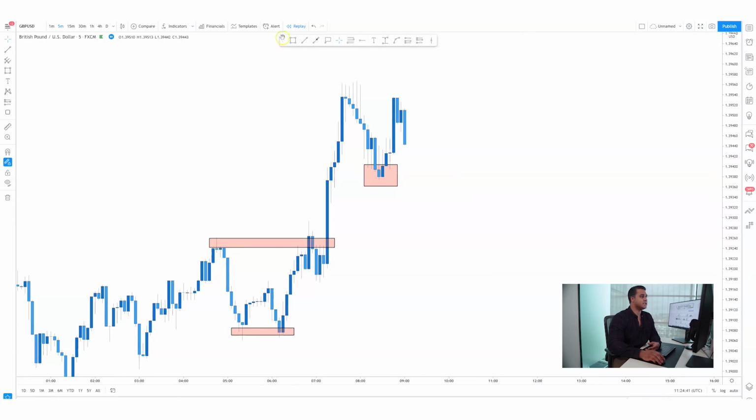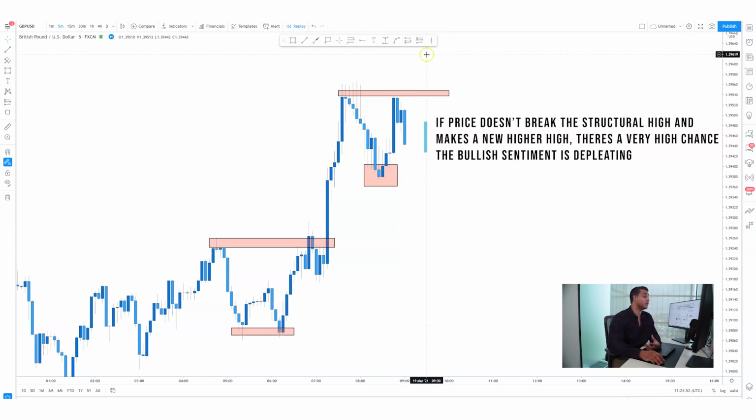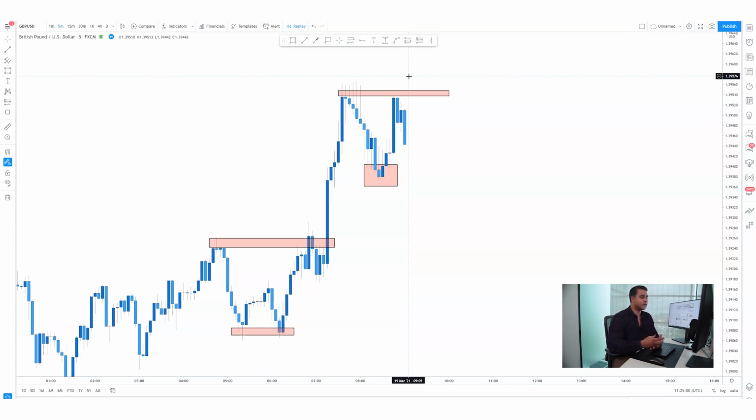Now, as you can see here, this level is very important for us to continue to identify the uptrend, because if price doesn't break this structural high and make a new higher high, then there's a very high chance that the bullish sentiment is depleting. Now, we don't necessarily have enough information here to confirm the bearish sentiment or the reversal, but what we can start to gather is that that is a possibility.